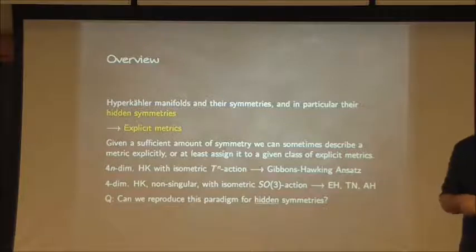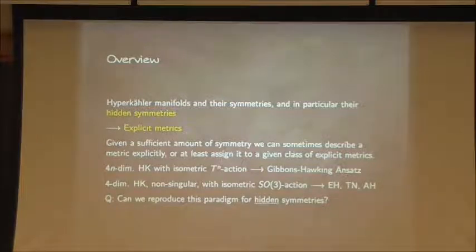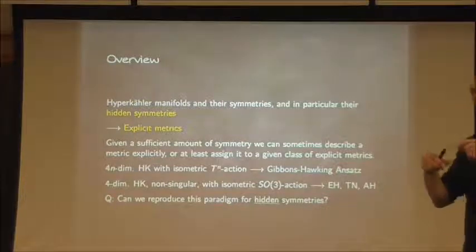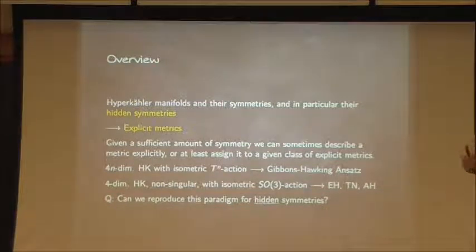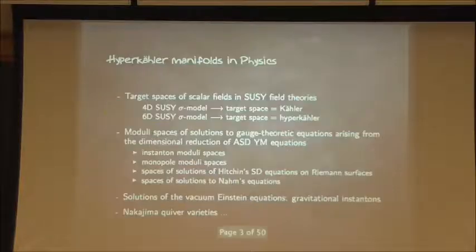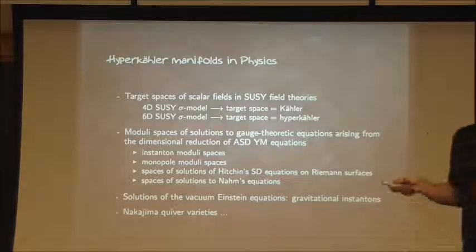So the question I'm going to address in this talk is the following: can we reproduce this paradigm for hidden symmetries? In other words, are hidden symmetries constraining enough so that if we have enough of them, we can write down a metric ansatz? And the answer to this is going to be positive. Alright, so this is the physics audience.